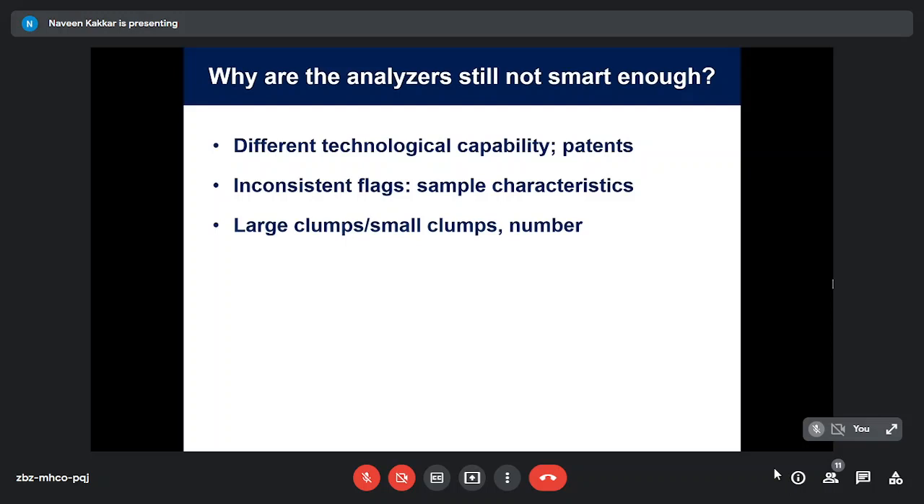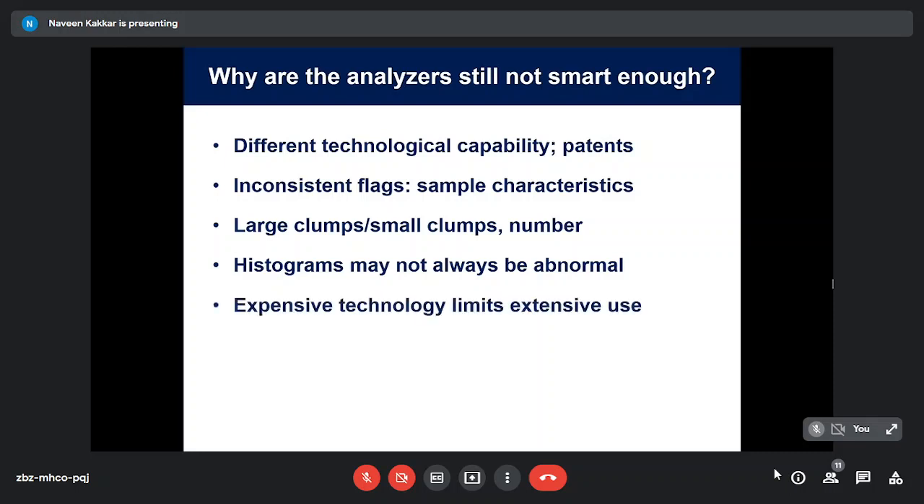Let me look at an example of platelets. If there are large clumps or small clumps and the number of clumps, different counters will behave differently in flagging this for you. Some will flag consistently, some will be inconsistent, some may not flag at all, depending on what is aspirated at that time. Histograms may not always be abnormal. You can have completely normal histograms with good interference sometimes. So it is again important to know which scenarios will fool even the volume curve there. Expensive technology will limit extensive use. So if you have high-end instruments which can flag more, remember they're going to be in very small centers. So most centers will still have 3-part or the base 5-part analyzers.